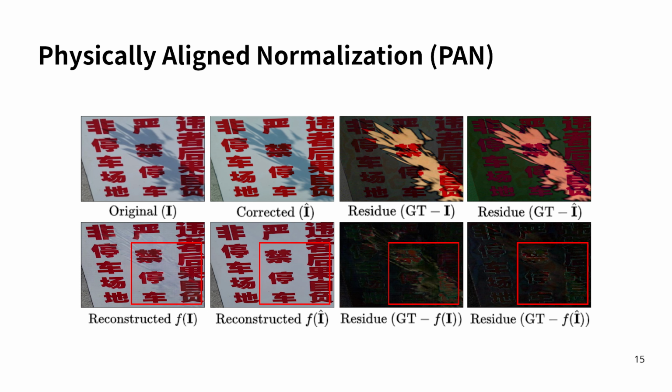As shown here, PAN improves the result at both levels. The corrected input already shows reduced residual error, and when passed through the network, the final reconstruction further benefits from this improved input distribution, confirming that PAN's correction has a positive cascading effect throughout the pipeline.